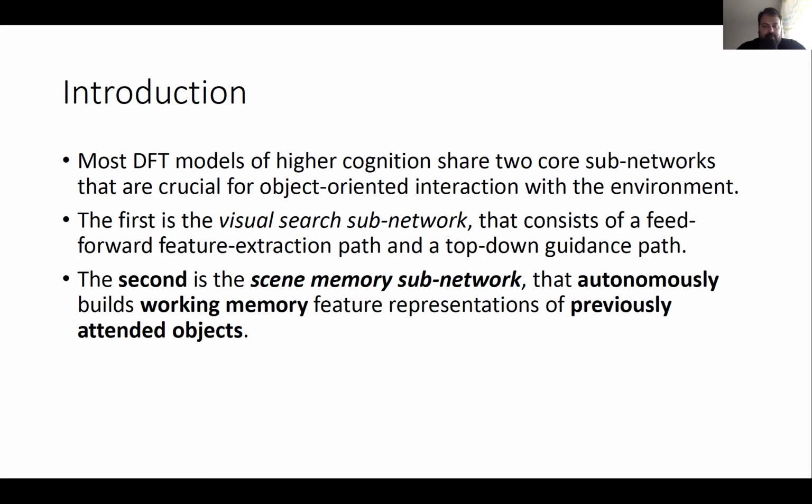And the second one is the scene memory subnetwork that we also sometimes call scene representation, because I prefer the term scene memory when it's in short-time memory and scene representation when it's in long-time memory. And this one autonomously builds the working memory feature representation of previously attended objects.